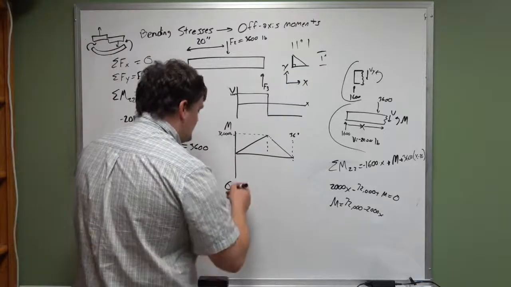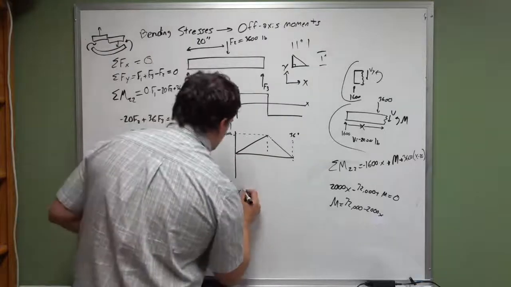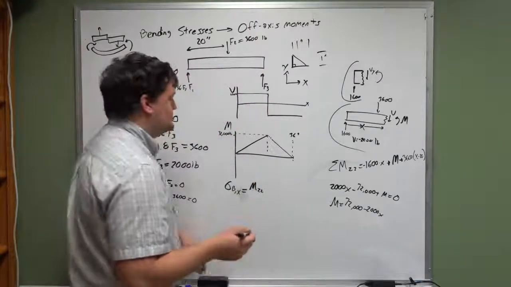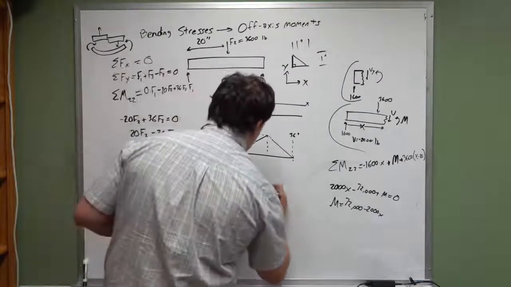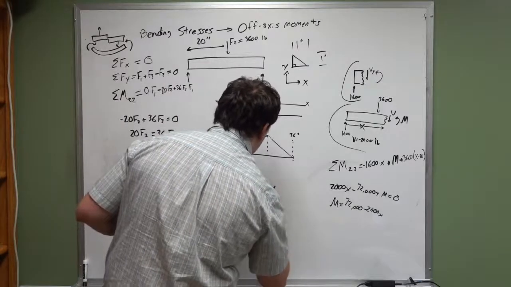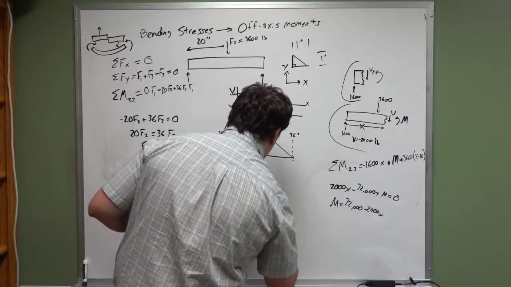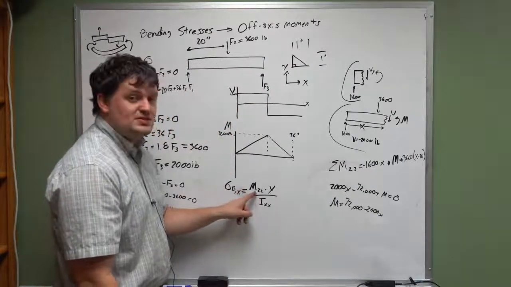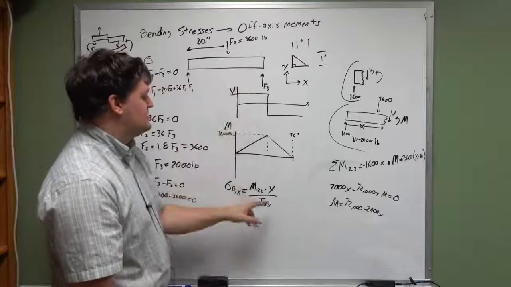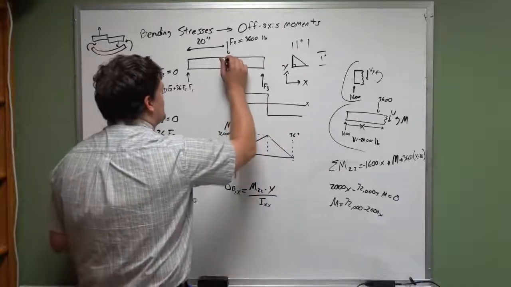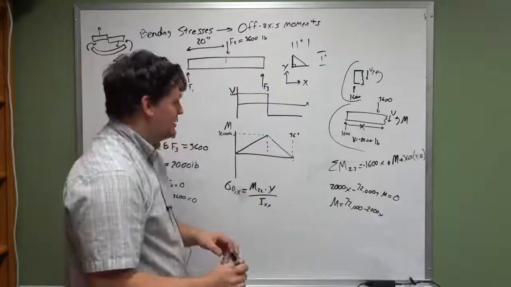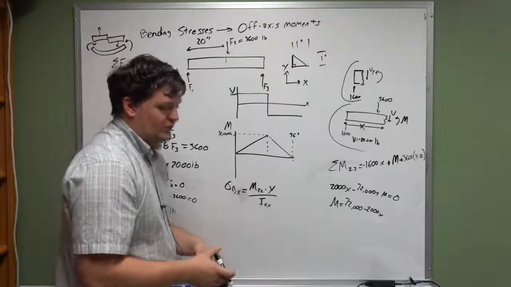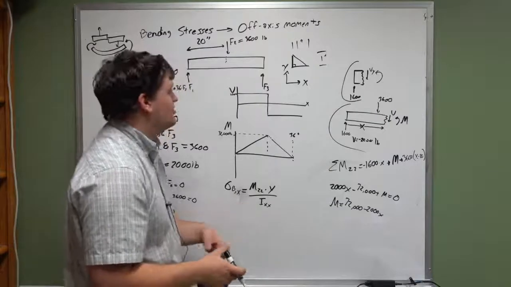Okay, so sigma bending in the x direction is equal to the bending moment occurring in the ZZ direction times y over IXX. So it's the bending moment in the z direction, times the distance from the centroid to wherever that's located, divided by the moment of inertia of that cross section.